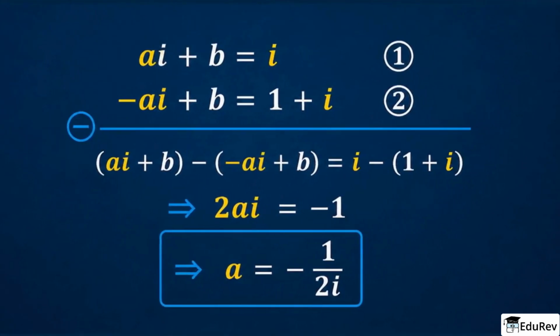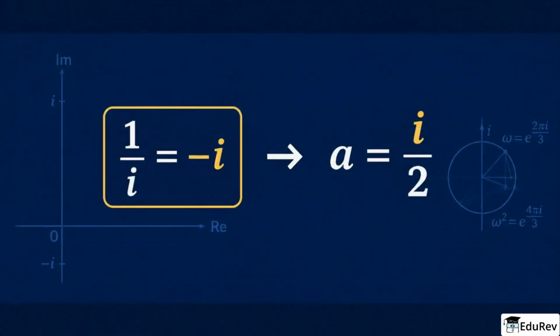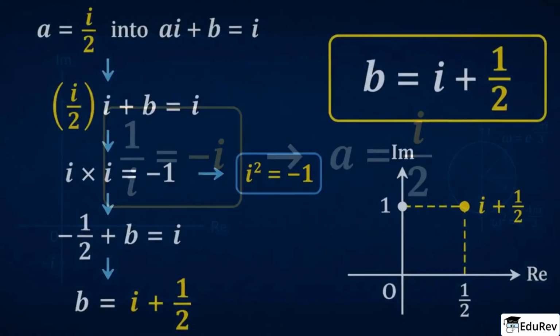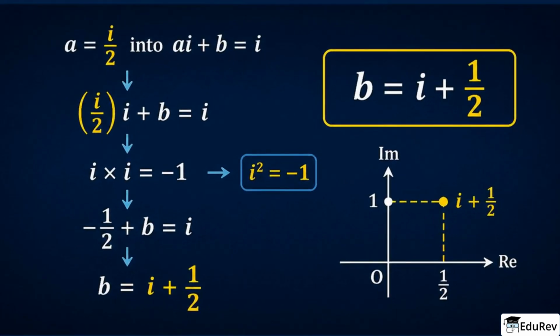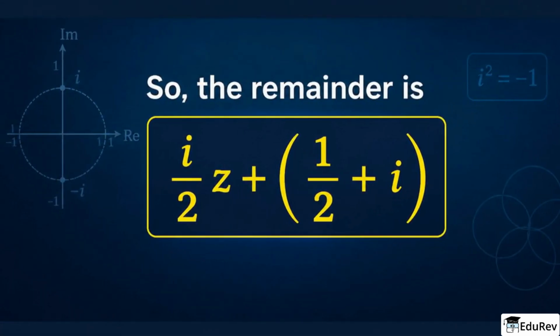Subtract the second equation from the first to eliminate b. This gives 2a times i equals -1. So a equals -1 divided by 2i. Remember, 1 divided by i equals -i. So a equals i divided by 2. Now substitute a equals i divided by 2 into ai plus b equals i. Compute i times i equals -1. So -1 divided by 2 plus b equals i. Hence b equals i plus 1 divided by 2. So the remainder is i divided by 2 times z plus the quantity 1 divided by 2 plus i.